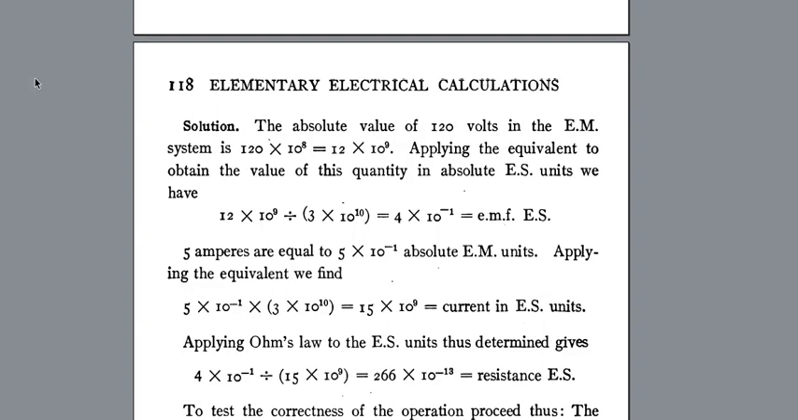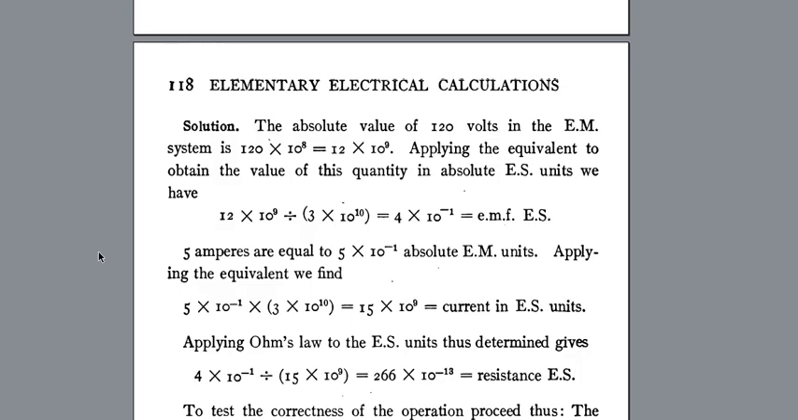Solution. The absolute value of 120 volts in the electromagnetic system is 120 multiplied by 10 raised to the power of 8, which equals 12 multiplied by 10 raised to the power of 9. Applying the equivalent to obtain the value of this quantity in absolute electrostatic units gives 12 multiplied by 10 raised to the power of 9 divided by 3 multiplied by 10 raised to the power of 10, equals 4 multiplied by 10 raised to the power of -1 electrostatic units.